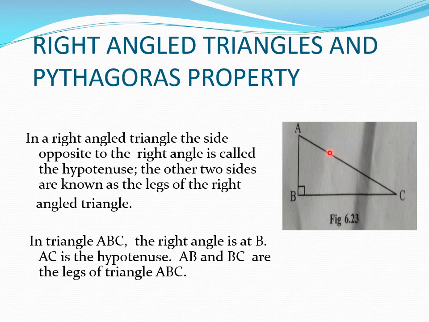It is the longest side in a right angled triangle. So line segment AC has the name hypotenuse, and the other sides BC and AB are called the legs of the triangle. Here the right angle is at B. Right angle means 90 degree. So AC is the hypotenuse, and BC and AB are the legs of the triangle ABC. Okay children.